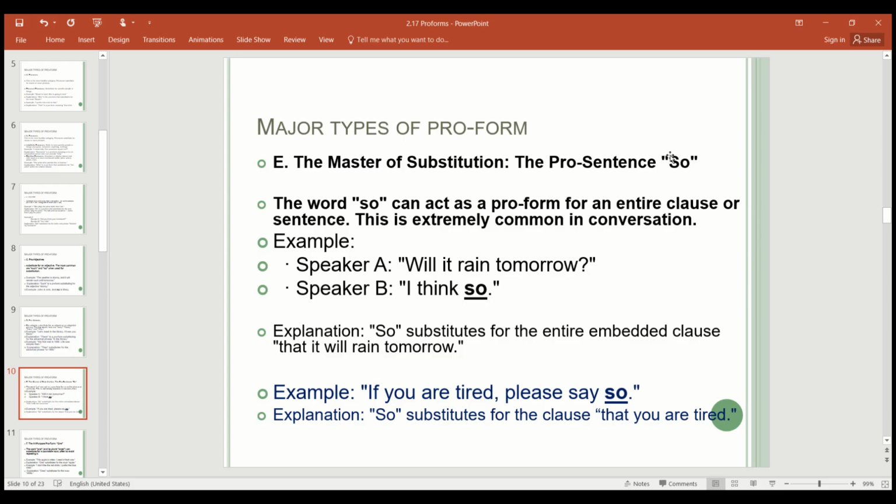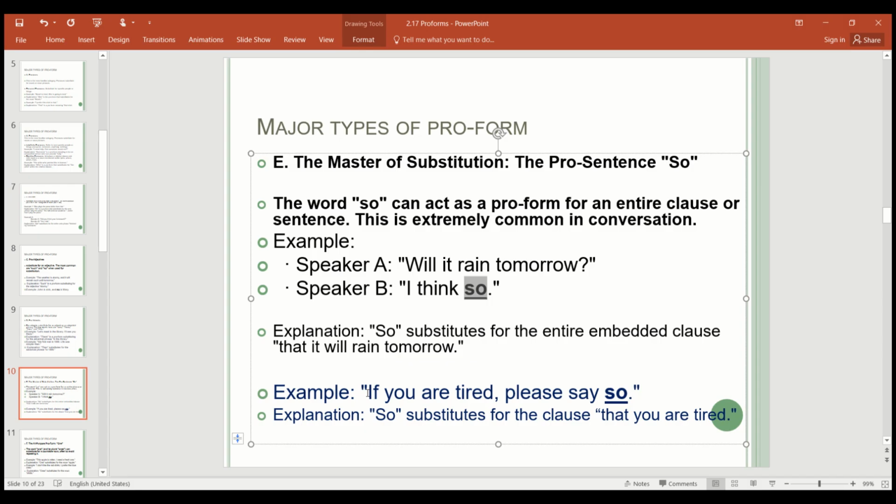The pro-sentence or pro-clause, or let's say pro-predication, which is part of the clause, so. Let's take an example. Will it rain tomorrow? I think so. So this so is substituting part of the sentence, which is I think it will rain tomorrow. Actually, it is substituting the whole sentence.